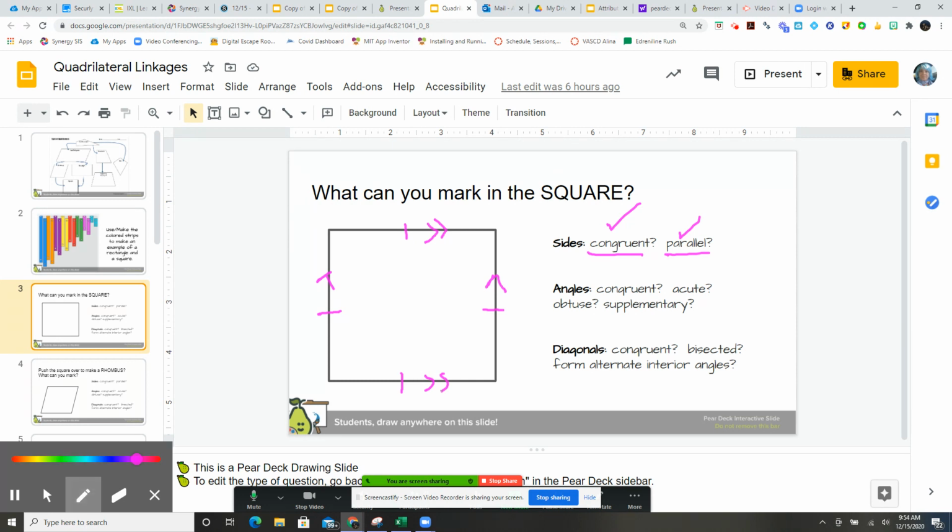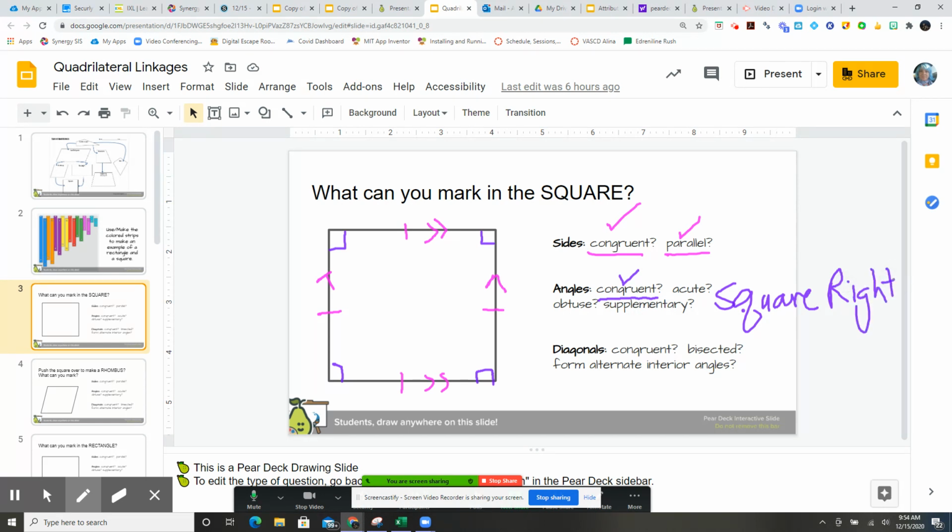With arrows. So we mark parallel with arrows and congruent with tick marks. What about the angles? What can you tell me about the angles? Are they all congruent? Yes. They are, because they are all right. So you need to mark these. When I go look at your slides today, I'm going to look to see that they're complete. Okay?